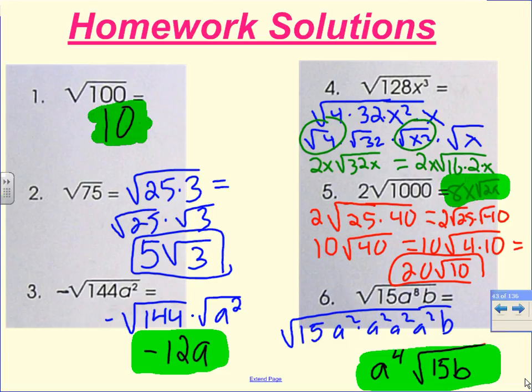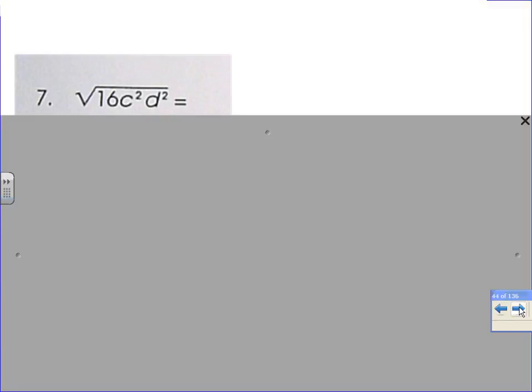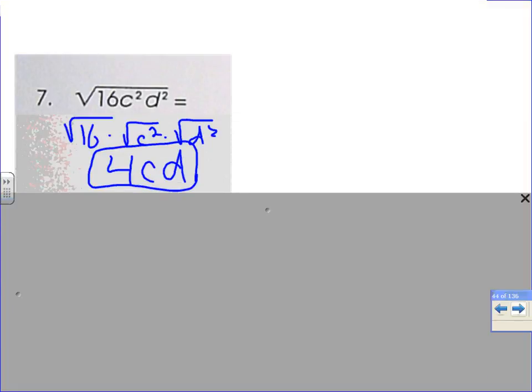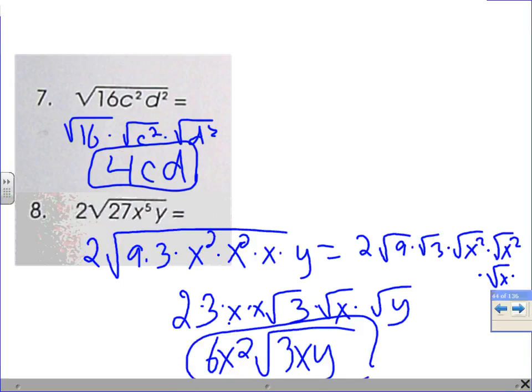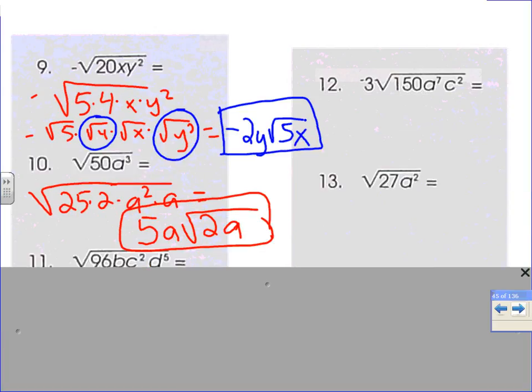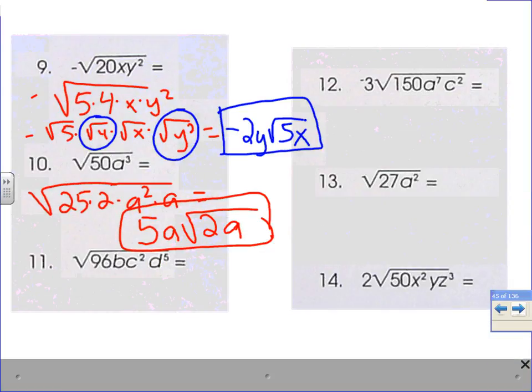Okay, Michelle, number 7. Say that again. Good job. 4CD. Nathan M, number 8. Good job. 6x squared, and then square root of 3xy. It's way down here in a box. Number 9, Ray. Negative 2y square root of 5x. Yep. 10 is 5a square root of 2a. Number 11, Jackie. Good job.